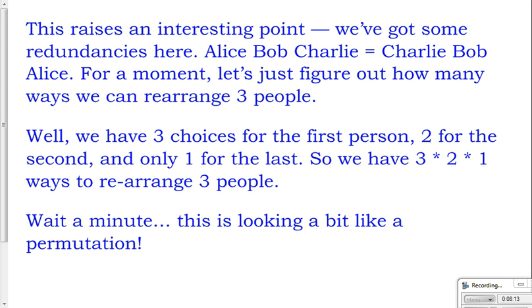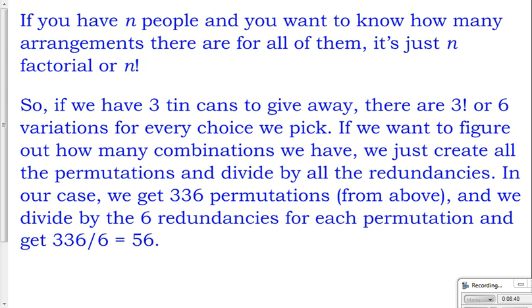So in order to do that, we need to think, well, how many ways can I mix up, say, a group of 3? A group of 3 has 3 times 2 times 1 permutations. And so we are going to take that number and divide the number of permutations by the number of ways that those groups could be rearranged, so that the rearranging doesn't get counted over and over again. So if we have those 3 tin cans to give away, there are 3 factorial, or 6 variations, for every group of 3 that might win our little race or contest here. So what we're going to do is figure out how many permutations we had, which we already did before. We figured out there's 336.